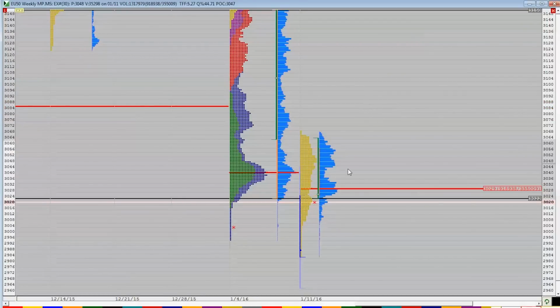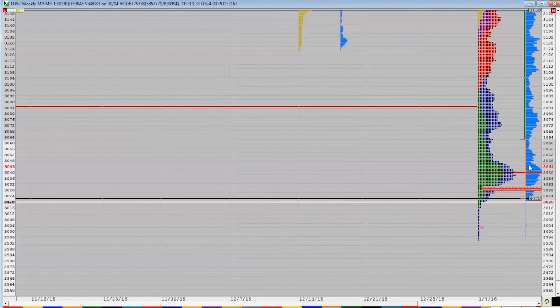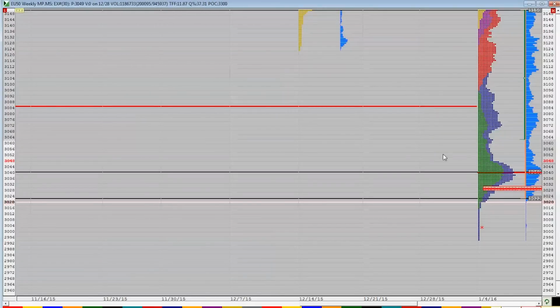I wanted to give you a little bit of context, because the important area to really keep an eye on is these 30-40s. We're going to be looking at this market as it trades just below the 30-40s. Now, keep in mind the market.